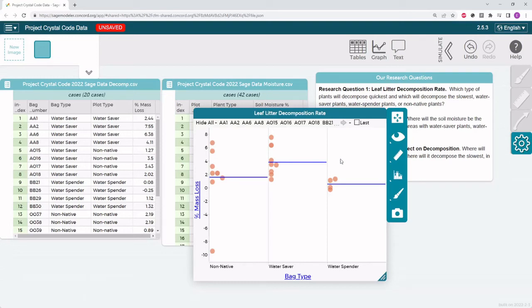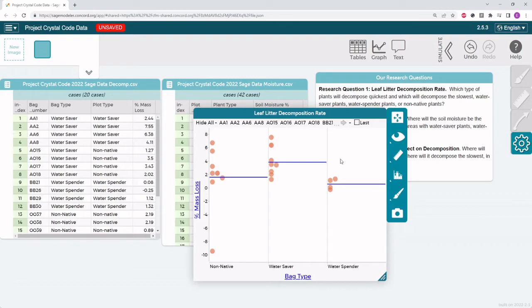So here we have the graph of leaf litter decomposition that we created earlier. We have points for each percent mass loss and a line that represents the mean. The mean for one treatment is higher than the other two. So we think that overall, this type of leaf litter decomposes faster.